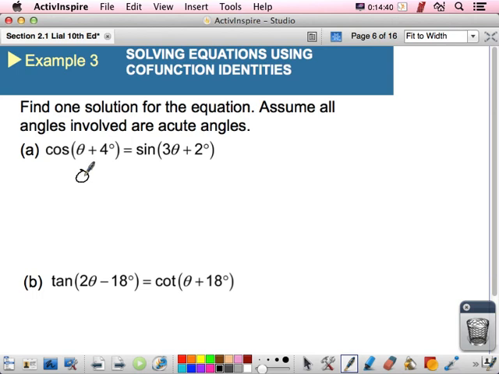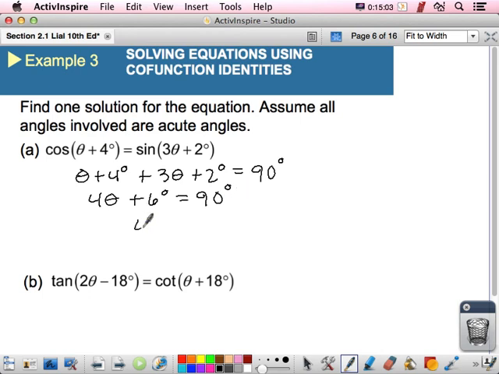So we know that theta plus 4 plus 3 theta plus 2 will have to equal 90. And you just kind of have to know to do that. That's something you have to memorize, you have to train yourself to be on the lookout for. Theta is treated just like an x, so theta plus 3 theta is 4 theta. 4 plus 2 is 6, and that equals 90 degrees. So 4 theta is equal to 84 degrees, and that means theta is equal to 21 degrees.